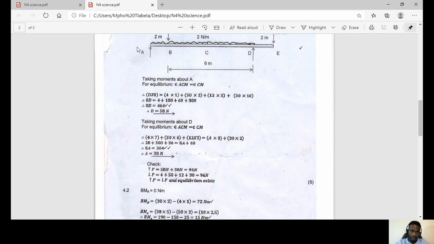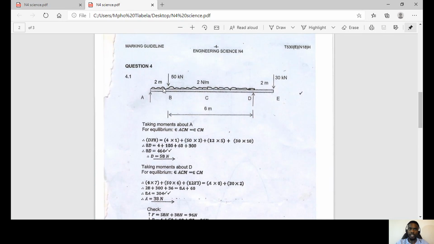Remember, we work from A to B. You can't take 50 into consideration because you are working at B. You work everything before B. This one, you don't consider it. You can only consider it when you work at C. If you take bending moments at D, you can't consider the value here at D. If at A, you can consider the value here. The same as at E.